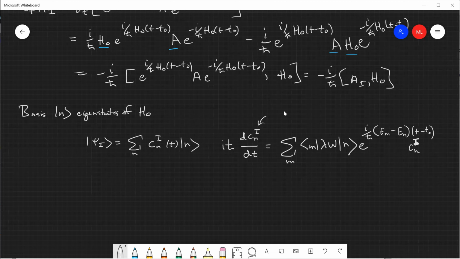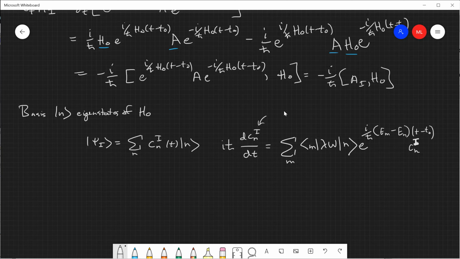So now what we want to do is actually develop a perturbation theory using W as our perturbation, expanding our solutions order by order in lambda. And to do that, we want to basically solve the interaction picture Schrodinger equation. So let's think about it.